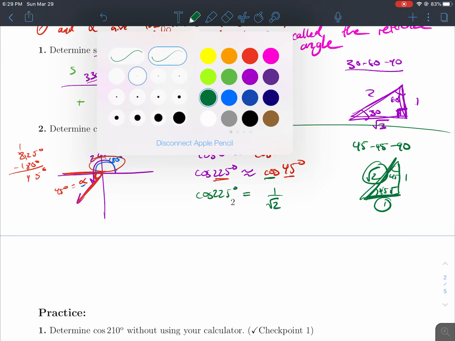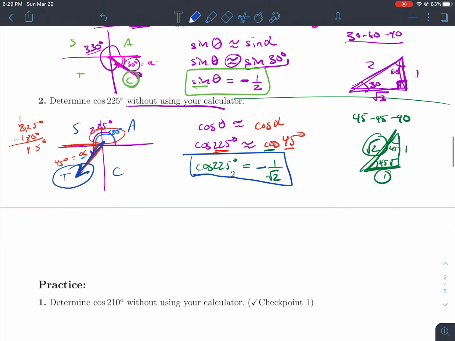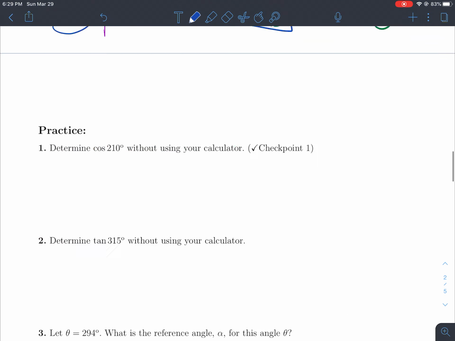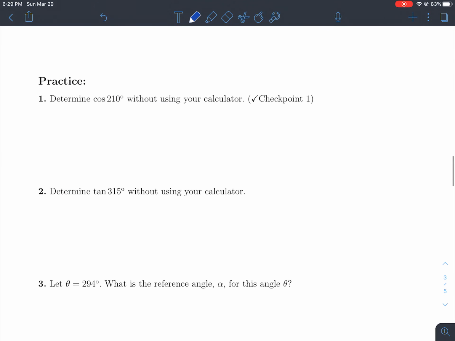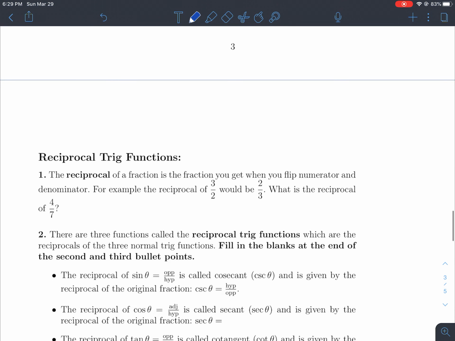Is it positive or negative? So if we go through and we do an all students take calculus, we end in the third quadrant, our terminal side. Tangent should be positive only, which means cosine is negative. So we had our final answer for the cosine of 225 degrees. All right, now I switched these up from last time, so please take a look at these and do your best to figure them out. Once you're done with that, we're going to continue on to reciprocal trig functions.